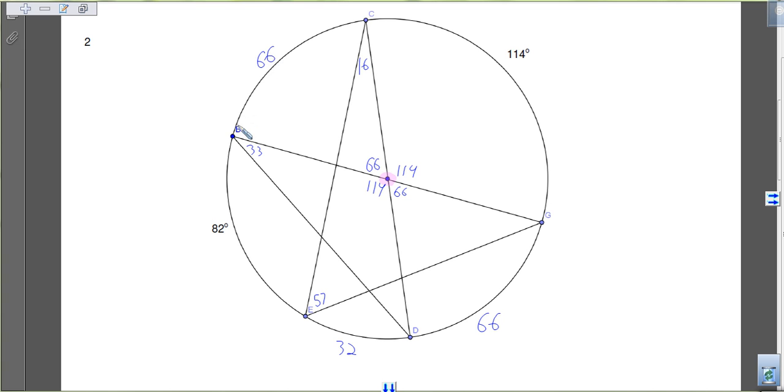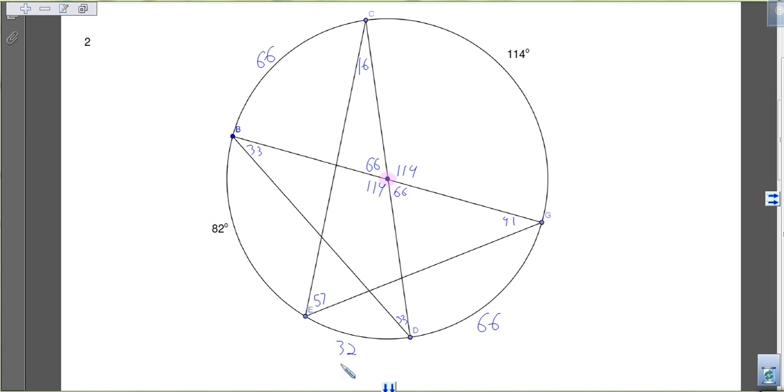66, the next one around, if I look, is formed by that inscribed angle. So that 66 comes down to 33. Again, I apologize for my handwriting here. And then last, I have this 82 degrees. That 82 degrees is formed by that inscribed angle. So 82 divided by 2 is 41.